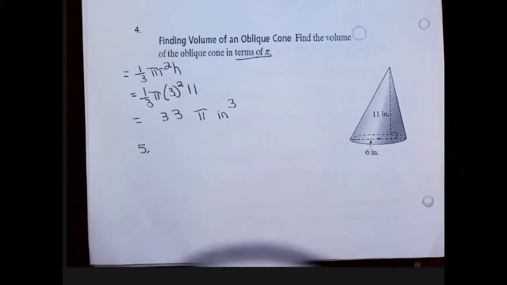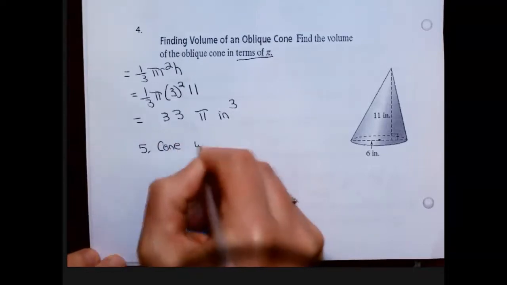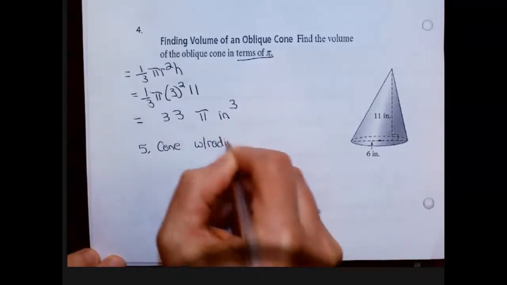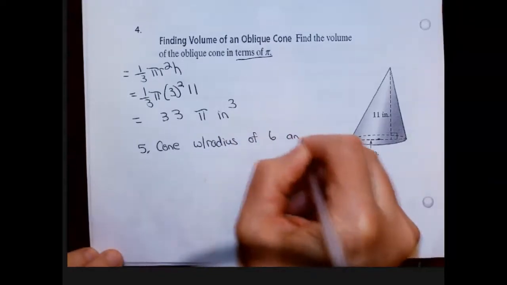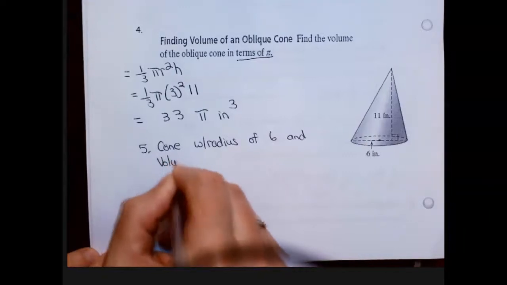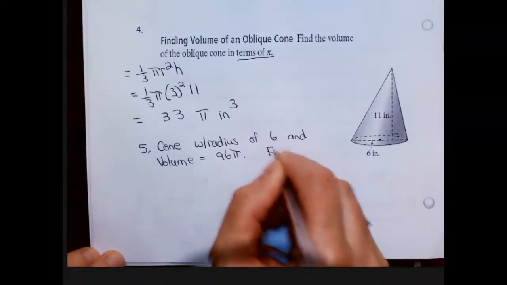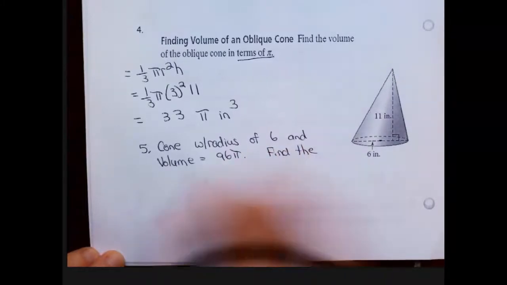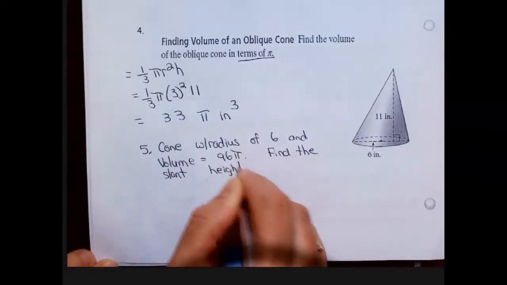All right, let's go take a look at one more. I'm going to change it up again, noticing some issues that I see that you're having. So again, we're given a cone. It has a radius of 6, and we're given the volume is equal to 96 pi, and eventually we want to find the slant height. So I'm trying to up it in difficulty in kind of two different ways.